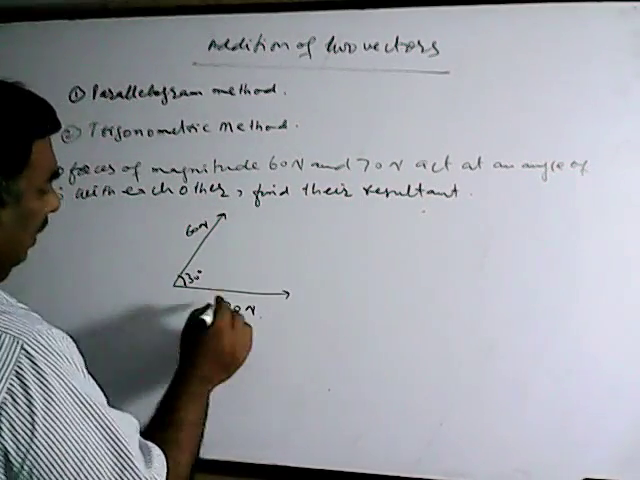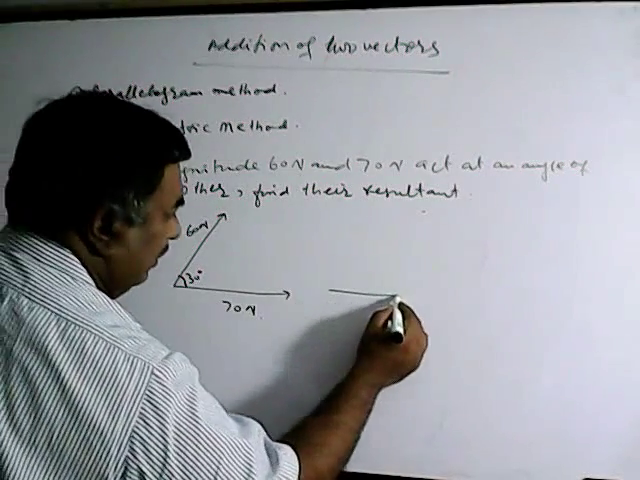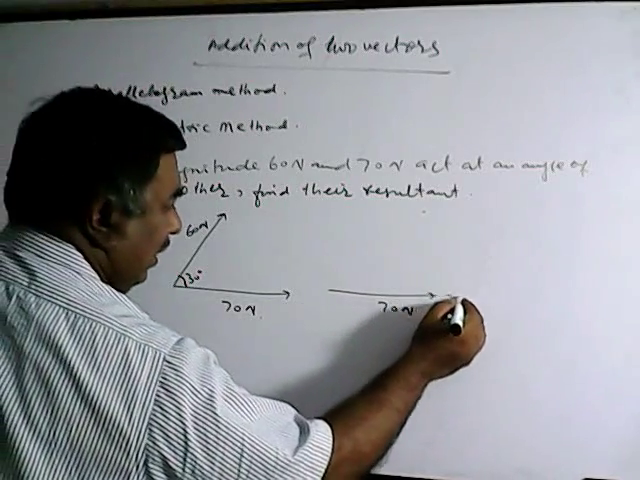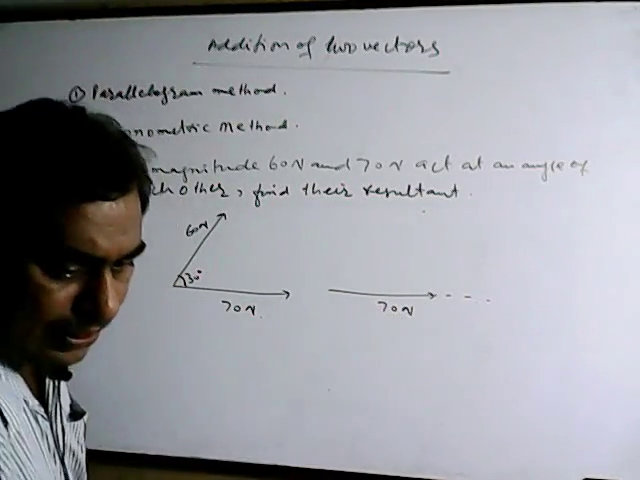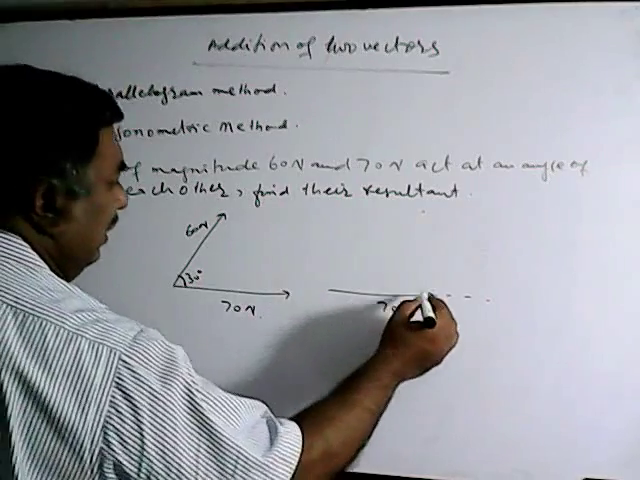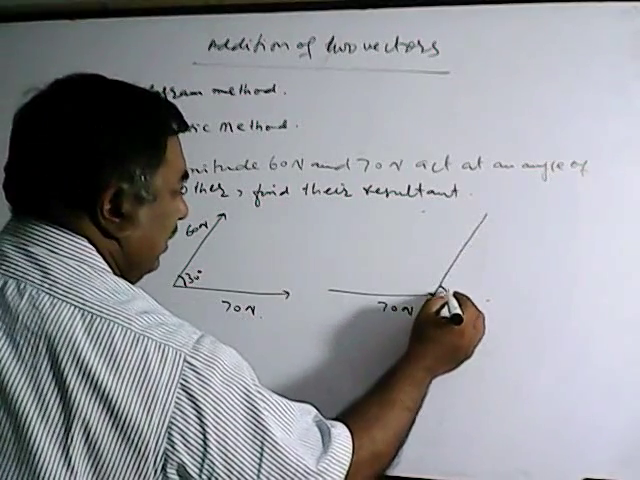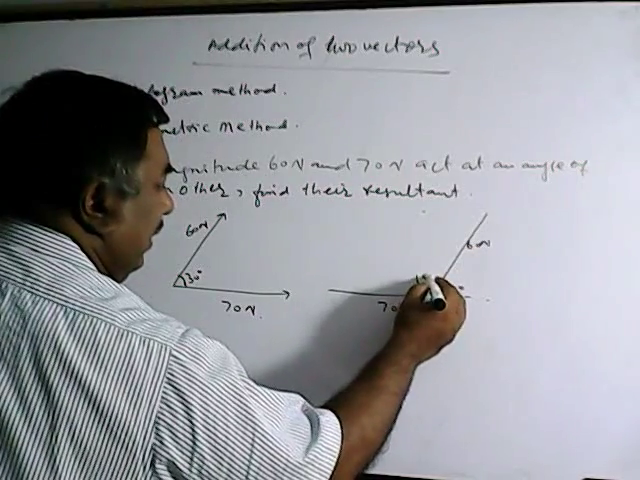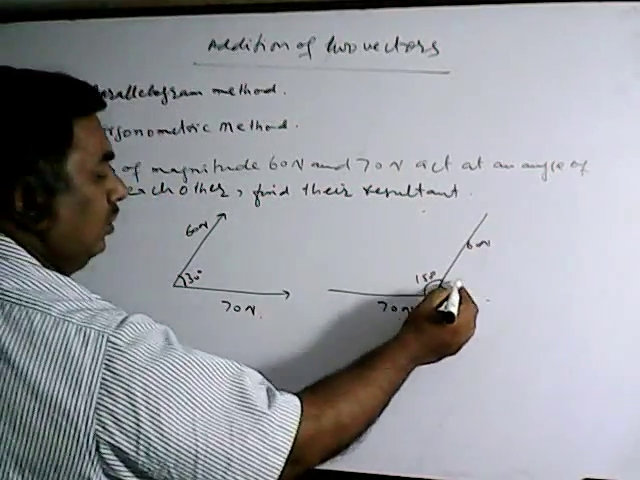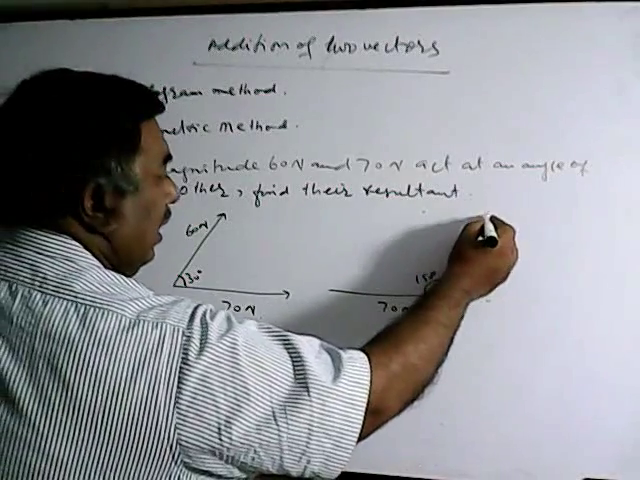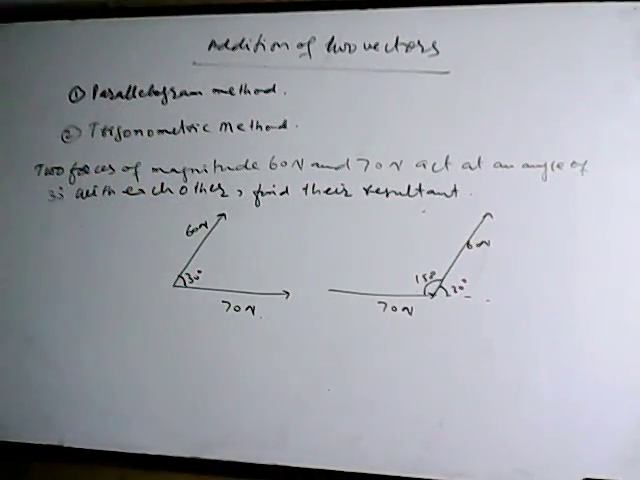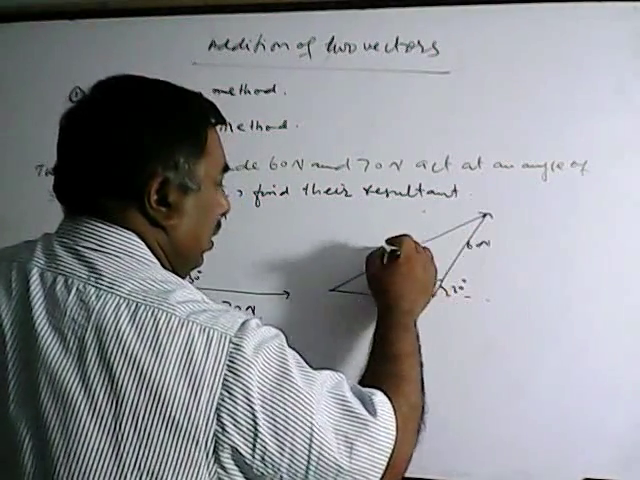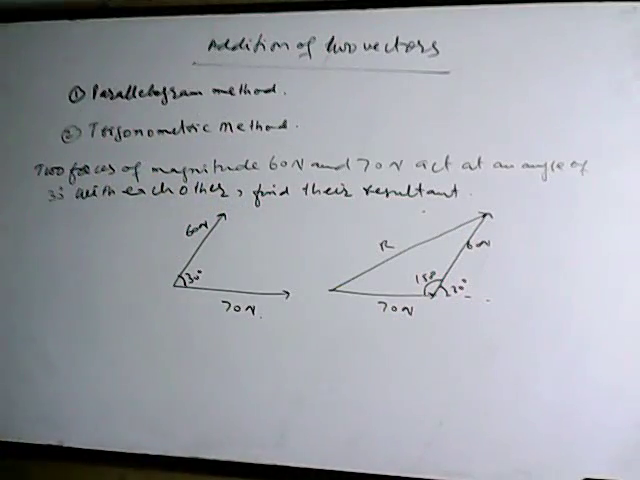Then I will again redraw this. Suppose this is 70 Newton. If I place this 30 degree over here, and this is 60 Newton, if this is 30 degree, this must be 150 degree because the total is 180 degree. Now these two vectors are being added by the head to tail rule. So this will be my resultant R.